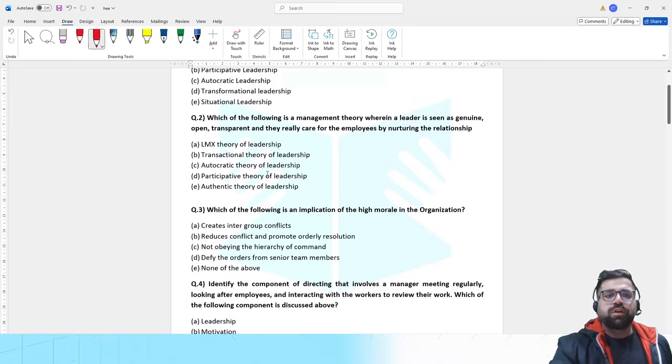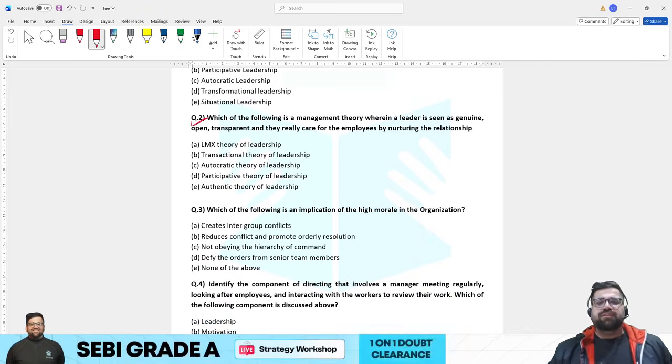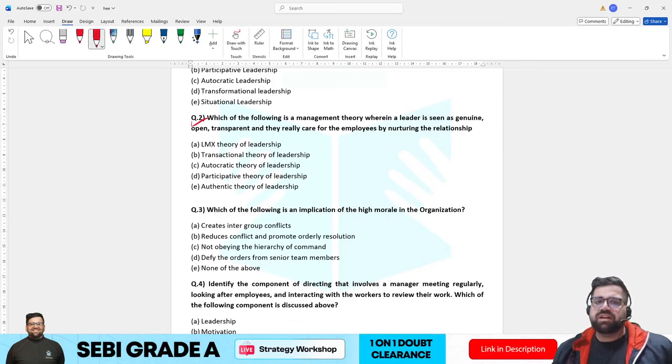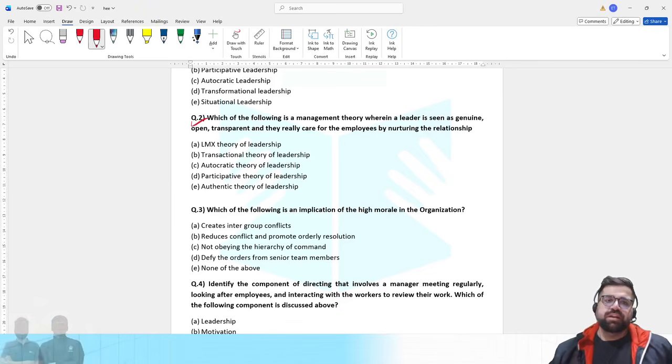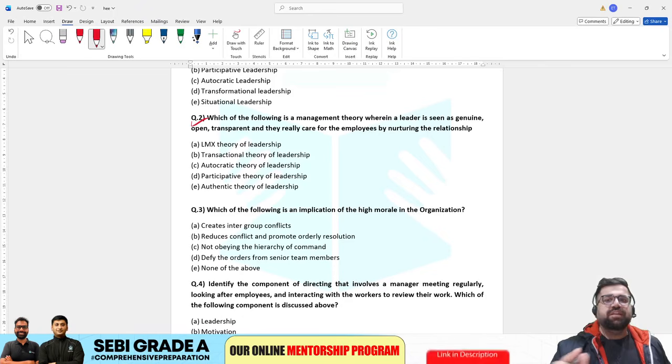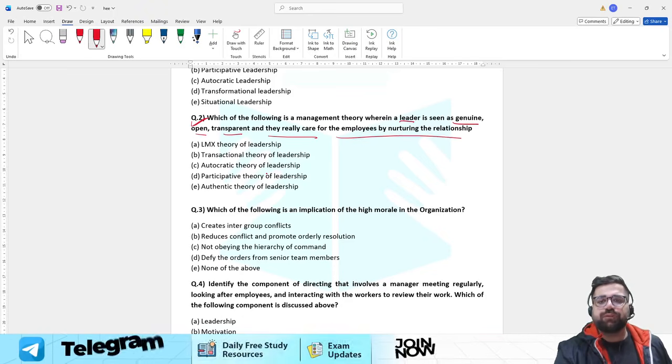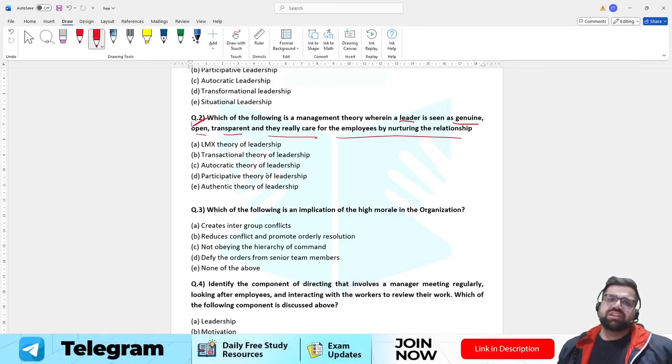Question number 2. Which of the following management theory, wherein a leader is seen as genuine, open and transparent, and they really care about an employee for nurturing their relationships? Which of the following is a management theory wherein a leader is genuinely open, transparent, and they really care for an employee for nurturing their relationships?